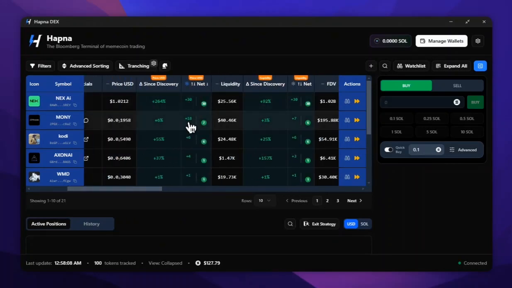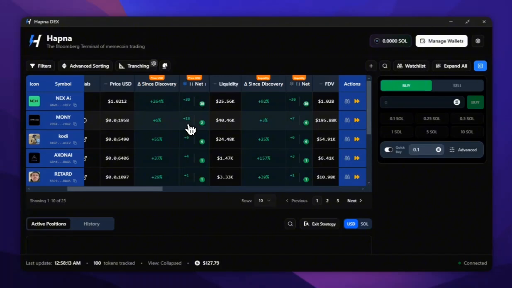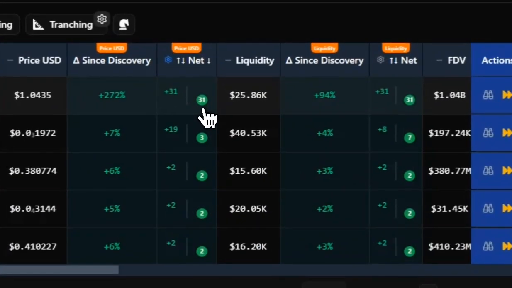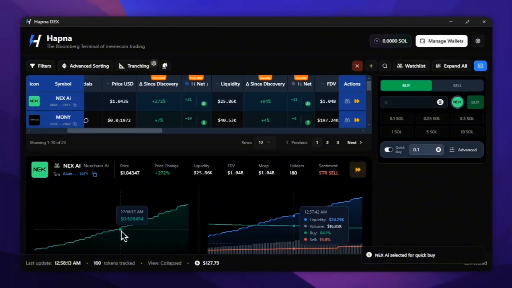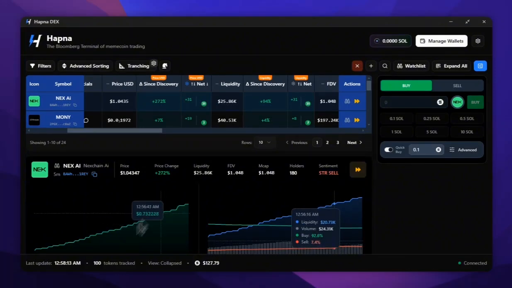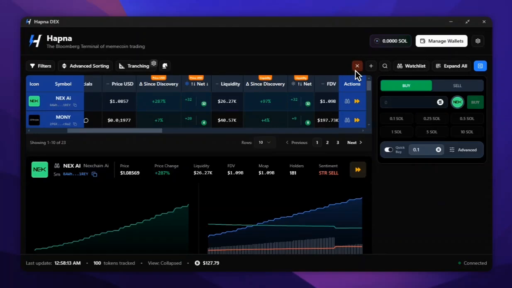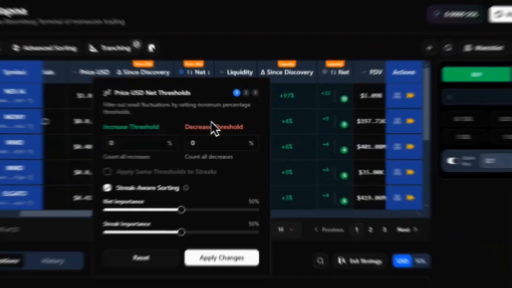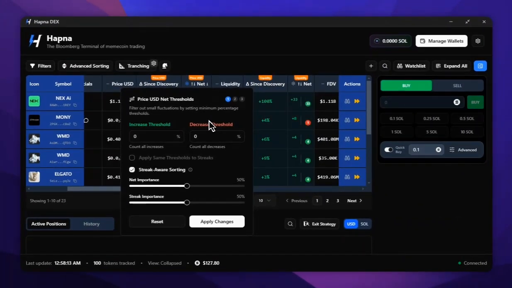So this 30 number shows you that the buyers are actually winning in comparison to the sellers. And this badged value here with a green badge, it's actually the streak. It's showing you that this coin, the next AI, excuse me, has been on an increasing roll for almost 31 or 32 moves. And this kind of data is very important for your trading strategy. If you click the gear icon, it's actually a software within a software. You have so much control over that data that you see on the table.